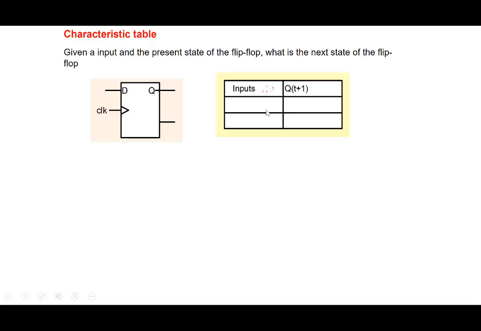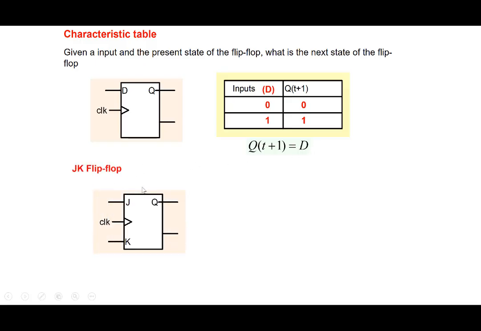In this case it's easy. The input is D here. If the input is 0, it doesn't really matter what the present state is, the output will go to 0. That's the nature of the D flip-flop. The moment the clock edge comes, whatever is at D goes to Q. Similarly, if the input is 1, the output goes to 1. So Q(t+1), the next state, only depends on the data here, not on the past value. Q(t+1) equals D.